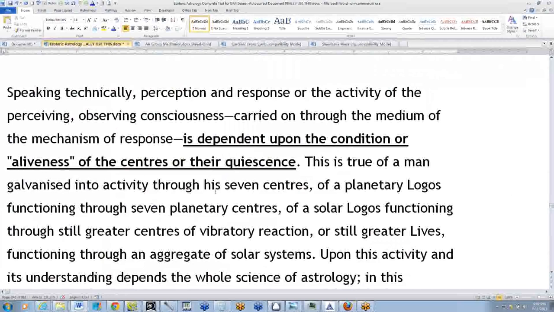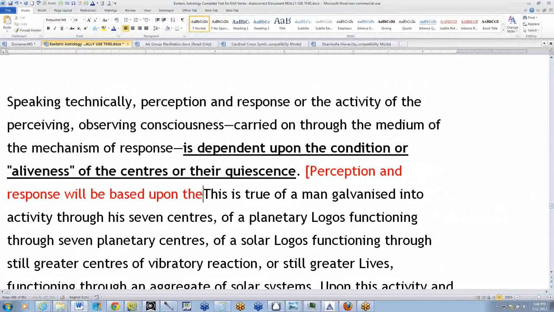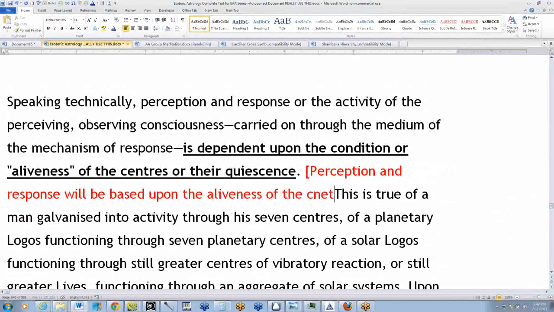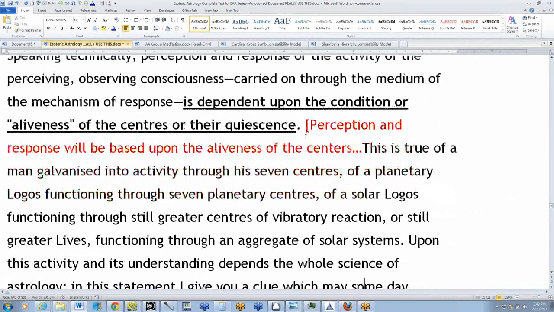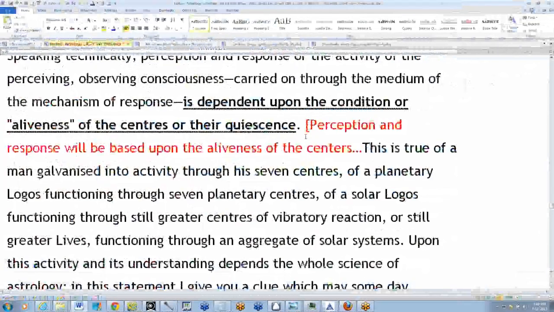So this is true of a man galvanized into activity through his seven centers. The perception will be based upon the aliveness of the centers. Let's just put it that way. Perception and response will be based upon the aliveness of the centers. So it's true of the man, of the planetary logos, of the solar logos, and of the, what can we call it here? The cosmic logos, yes, and probably true indeed of the one about whom naught may be said.